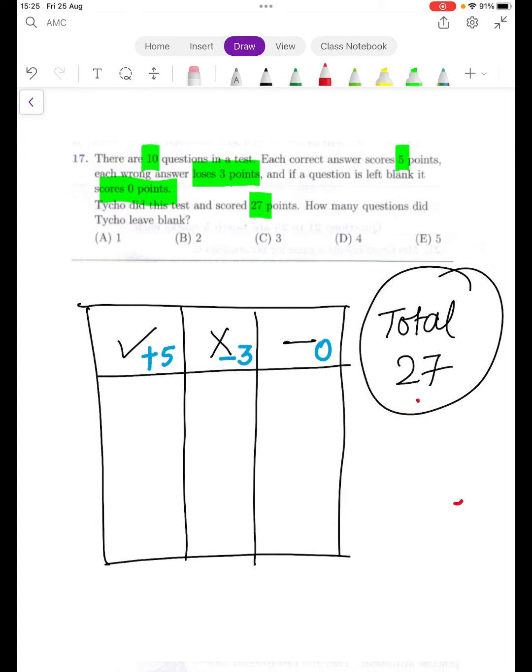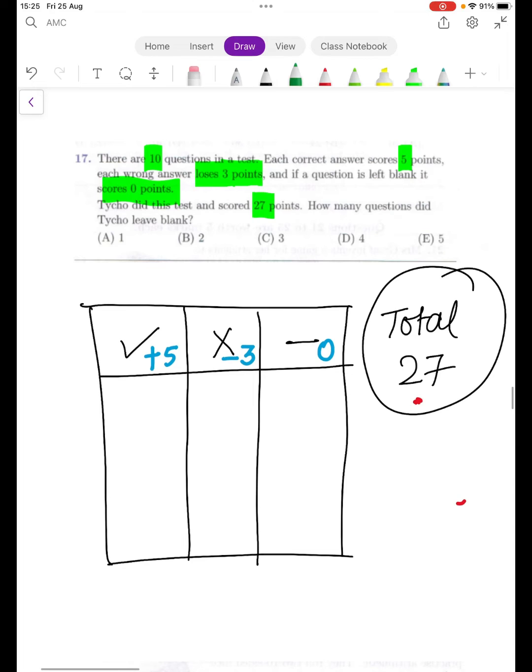Now, because we need a total of 27, we can already say that 4 correct answers would give 20. That cannot give us 27 marks. Similarly, 5 times 5 is 25. That cannot lead me to a score of 27. So the number of correct answers has to be more than 5 in order for this to work. We'll have to try different methods, but let's see.